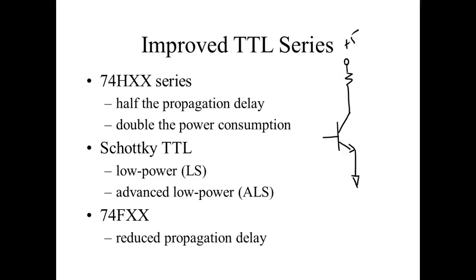So what 2 regions do we got? Cutoff, saturation, and active. What 2 regions do we use in digital? Y'all don't know, guys? So what 2 regions? Saturation and cutoff. When we saturate it, it acts like a closed switch. When we cut it off, it acts like an open switch. So that's what we're doing in TTL.